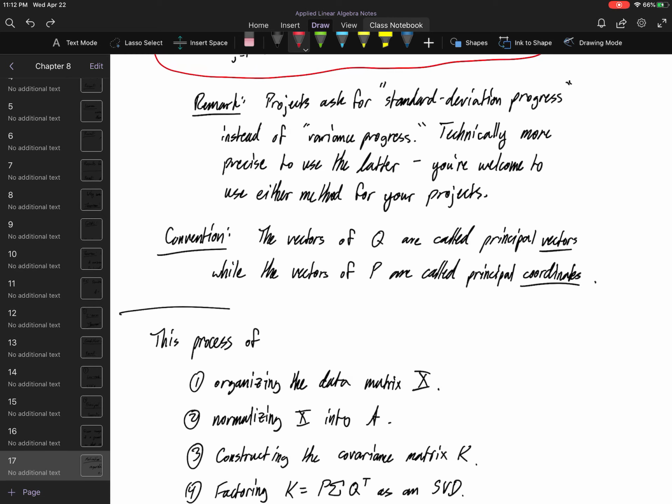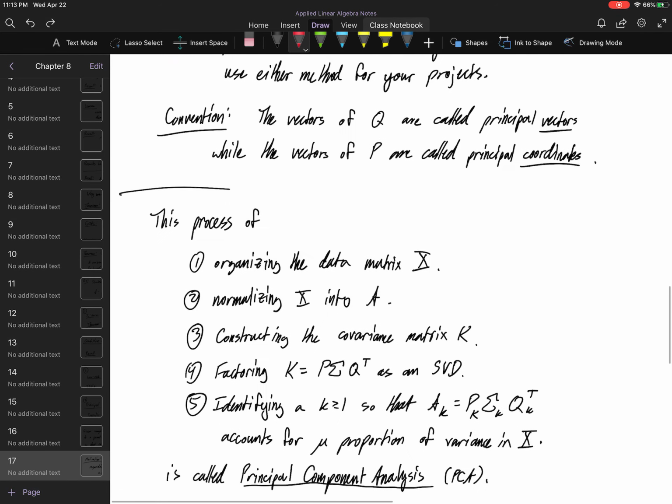So the convention would be that the vectors that belong to the Q matrix in the singular value decomposition are called the principal vectors, while the vectors of P are called the principal coordinates. And you can see that in how these are strung together in terms of weights and in terms of which matrix is going to give us the linear combinations of which vectors we should be using to reconstruct our data.